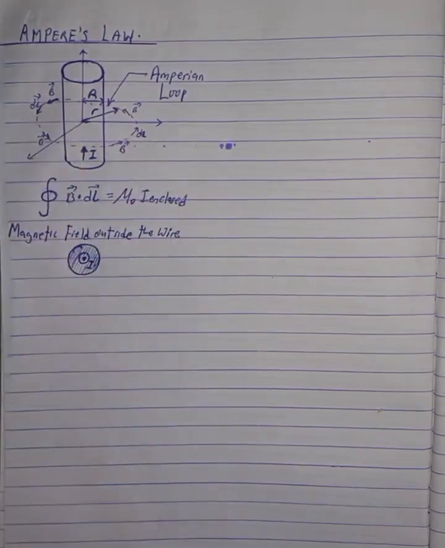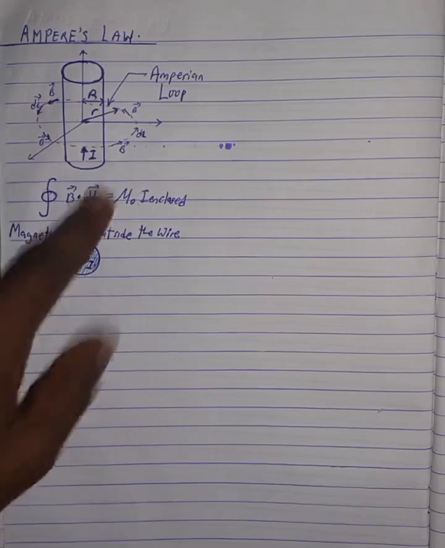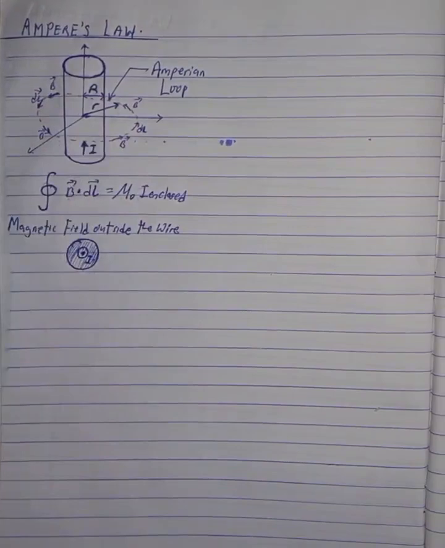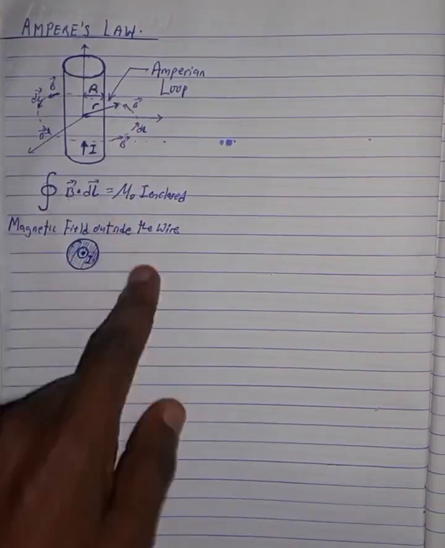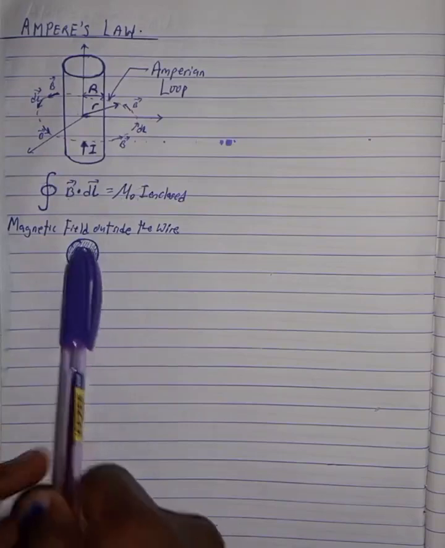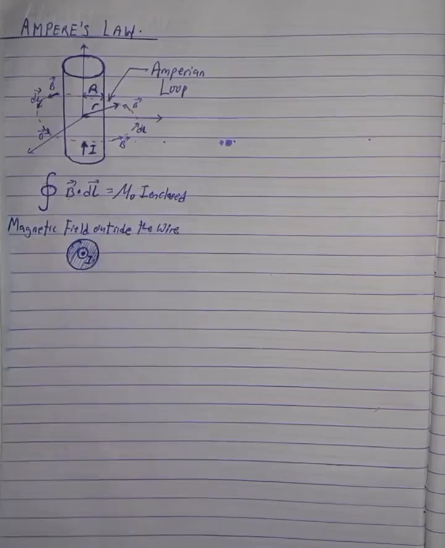Again, Ampere's law relates the magnetic field around a closed loop called the Amperian loop and the electric current enclosed by that loop. Now, let us find the magnetic field outside a wire, and we'll consider another one inside the wire. Let's go. Now, consider this wire this way.